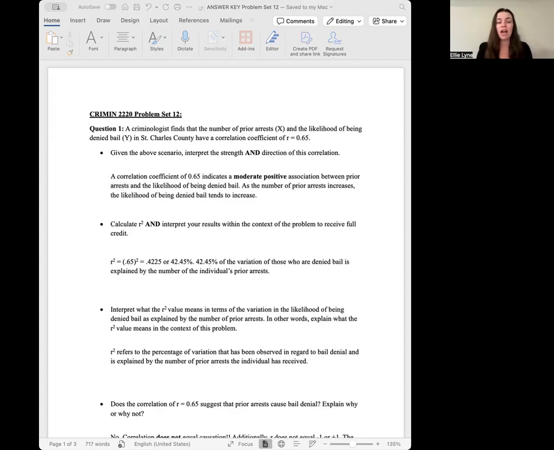A criminologist finds that the number of prior arrests, or X, and the likelihood of being denied bail, Y, in St. Charles County have a correlation coefficient of R equals 0.65. And we have a couple bullet points below this, so let's start off with the first one here. Given the above scenario, interpret the strength and direction of this correlation.